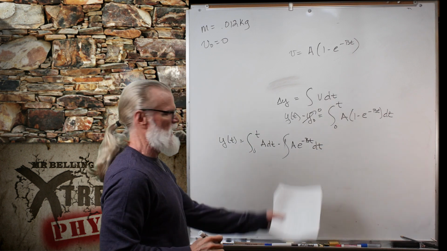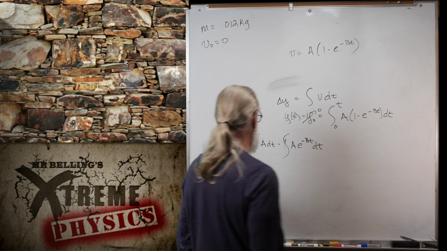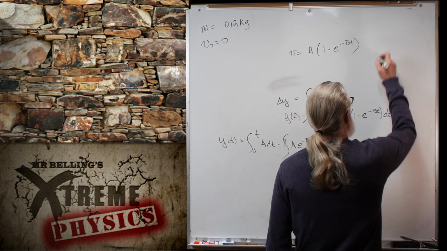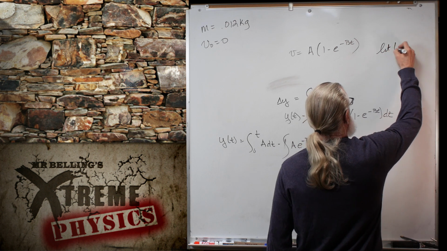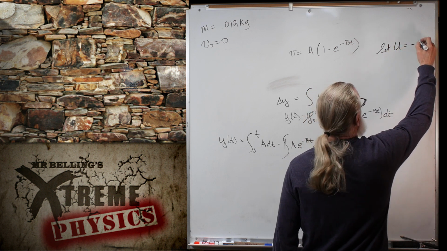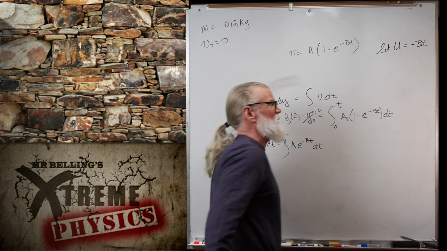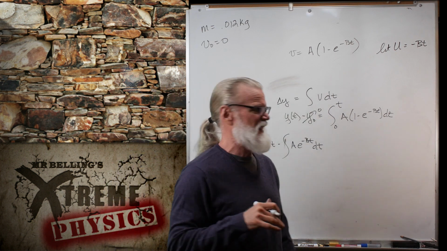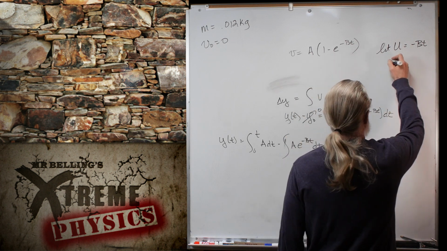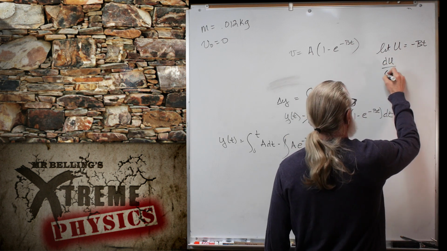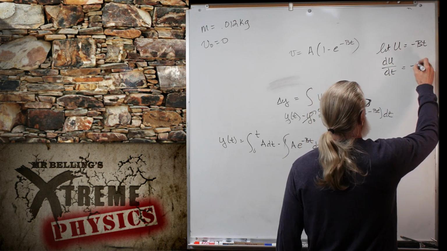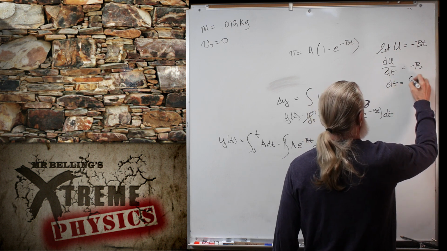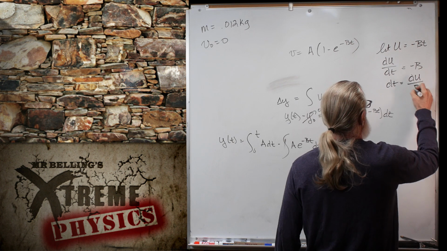All right, I'm smelling a u substitution there. Let's do that. Let u equal minus bt, so that way we can get just a nice integral of e to the one thing, and it makes it easy. So we got du dt equals minus b. Therefore dt equals du over minus b.